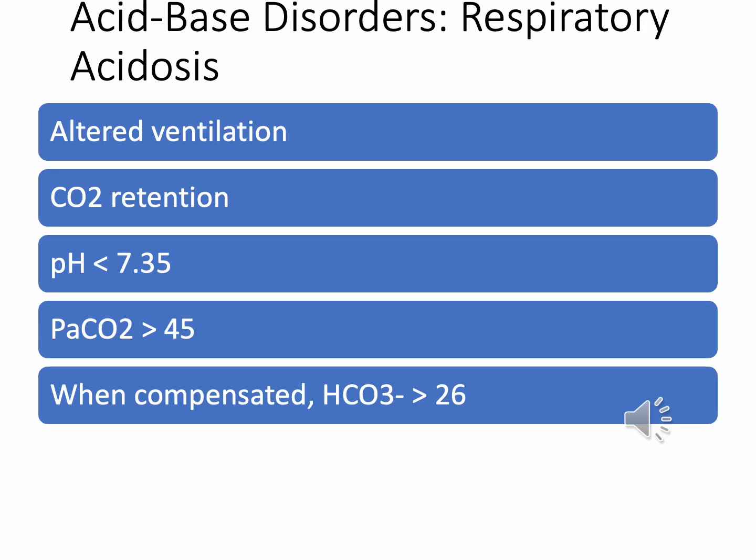Respiratory acidosis is the primary acid-base imbalance resulting from altered ventilation leading to CO2 retention. Characterized by a low pH and elevated CO2 levels due to alveolar hypoventilation, respiratory acidosis may be acute or chronic, as in the case of COPD. The body attempts to compensate by renal absorption of bicarbonate.